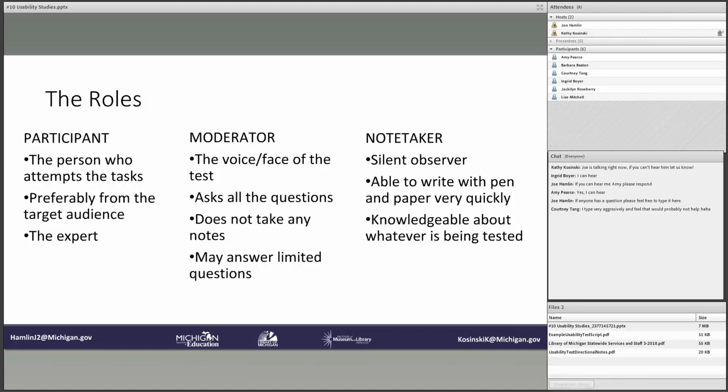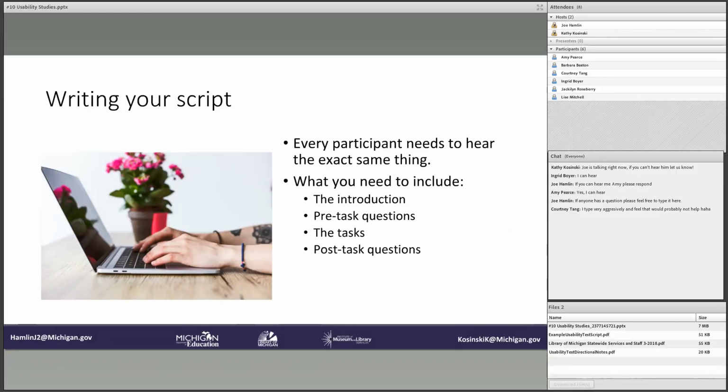As I said, you can have a minimum of two in which the moderator and note taker are the same person. You are not going to get the same depth and breadth of information. It's going to be a little more sparse, but if you're doing a quick one-question test, there's no problem with doing that either. But your note taker is definitely your expert, wouldn't you agree?